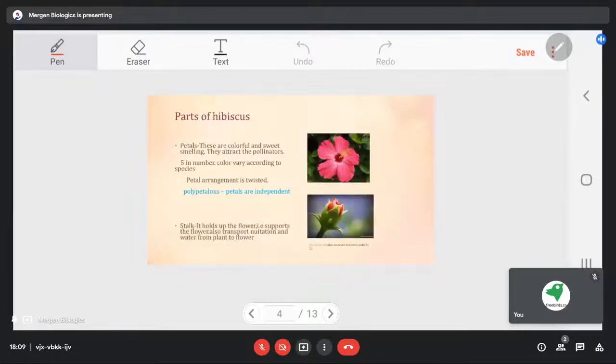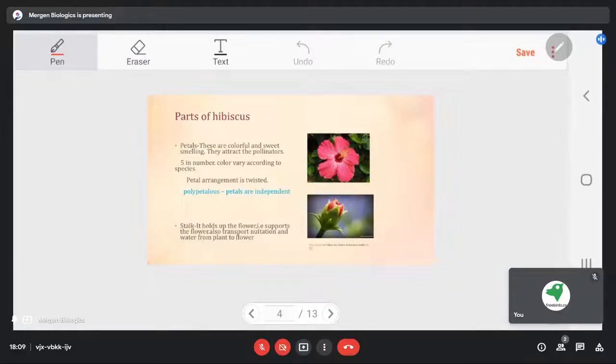So let's start with the parts of hibiscus. As I have shown you the parts of a flower in real, now I will tell you the terms related to it. I know we call the whole thing a flower, but what are the different parts of the flower itself? We don't call them androecium and gynoecium in our daily life. We call them very different things. So I will try to introduce you to all the scientific terms related to these flowers.